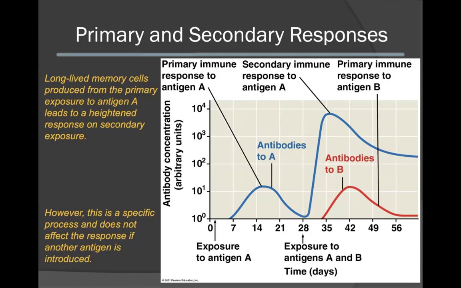Also note that even though we have an acquired and a quicker secondary immune response to antigen A, this does not provide us immunity against antigen B. Thus, every single exposure to a different antigen will lead to an independent immune response.